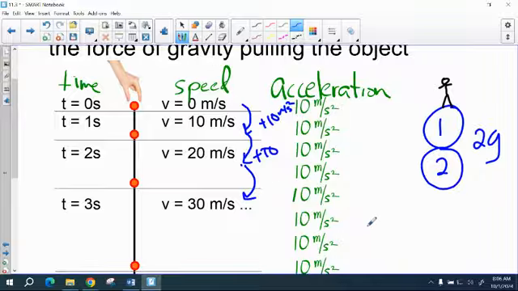So if I were to do the math on that, my acceleration is equal to the final velocity, so we'll say v minus v naught. This is another way to write it, over t minus t naught.